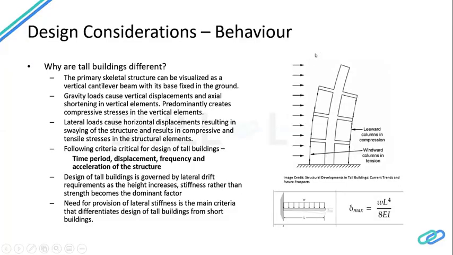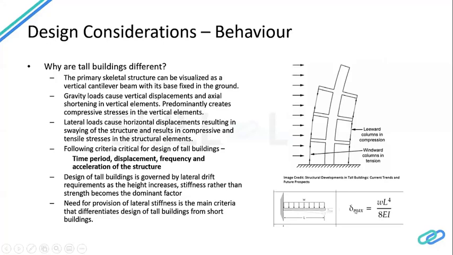Now, when there is a gravity load acting, it's very simple. It's axial load going down into the structure. But when there is a wind load acting, this is where the difference between a short building design and a tall building design is primarily. So when there is a wind load acting on any structure, if it is a short building, I'll just go towards the cantilever beam to explain this.